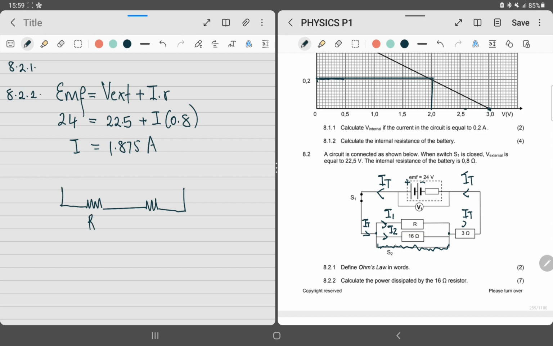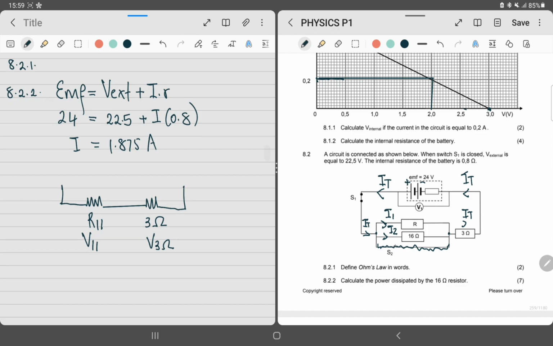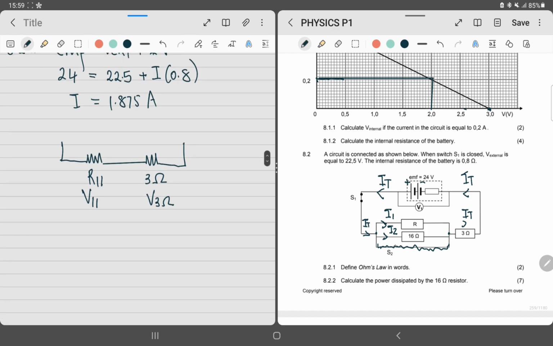We will have something like this, R parallel. So in this part we have combined the 16 and then the R resistor, so they become one resistor. This is the 3 ohm resistor. For resistors connected in series, they should have the same current, but the potential difference is divided. So we can find the voltage through the parallel combination, and we can also find the voltage through this one. When we add these two voltages, they should give us V external.